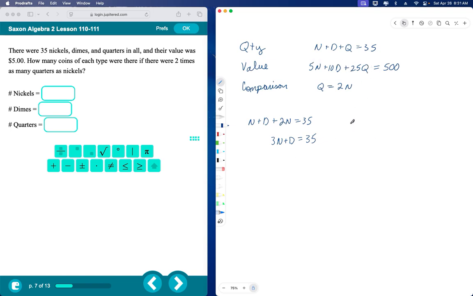And I get 5N plus 10D plus 25, and the value of Q is 2N. That equals 500. So 5N plus 10D plus 50N is equal to 500. So 55N plus 10D is equal to 500.